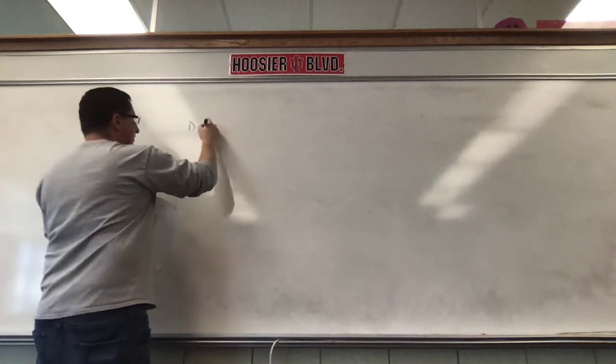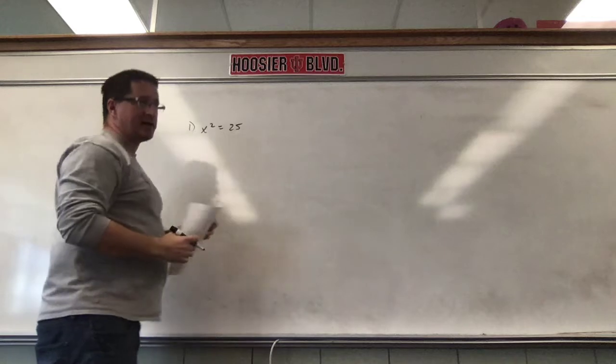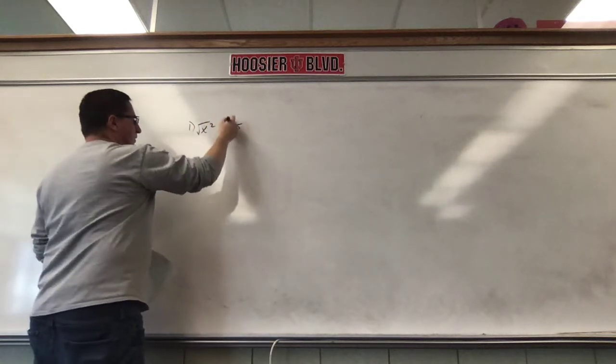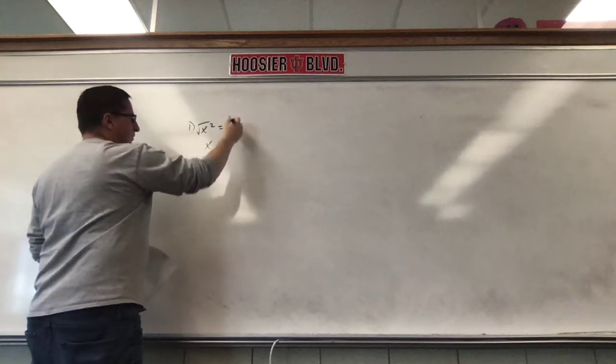So x squared is 25. This is a very simple one. It's also very simple to miss points on it. You've got to use square roots. It even tells you use square roots. So we square root here, we square root here. These cancel each other. x equals radical 25, which is 5.